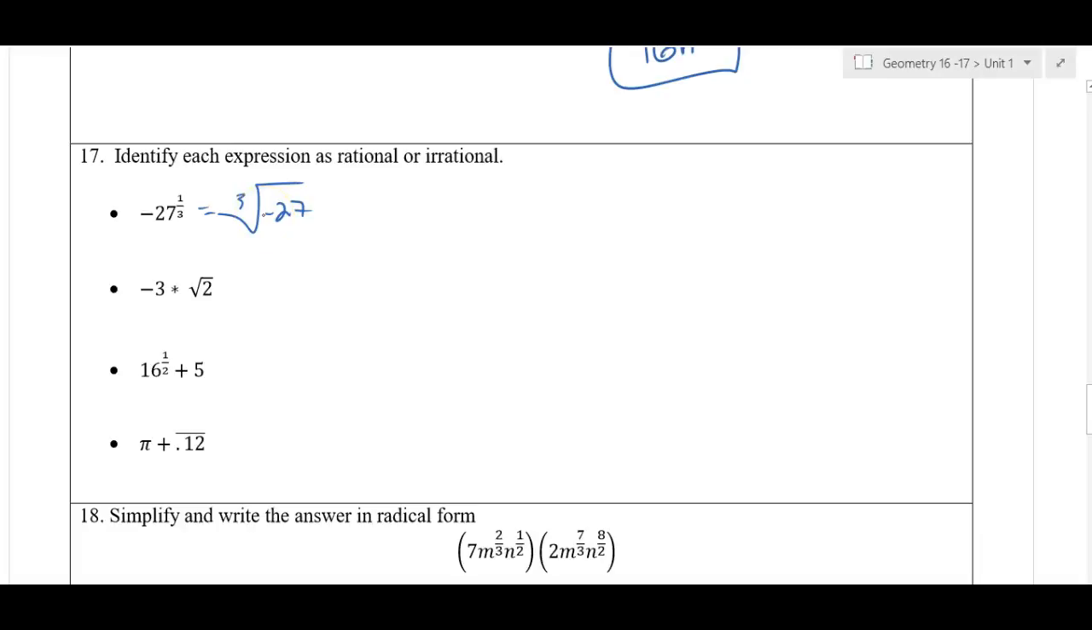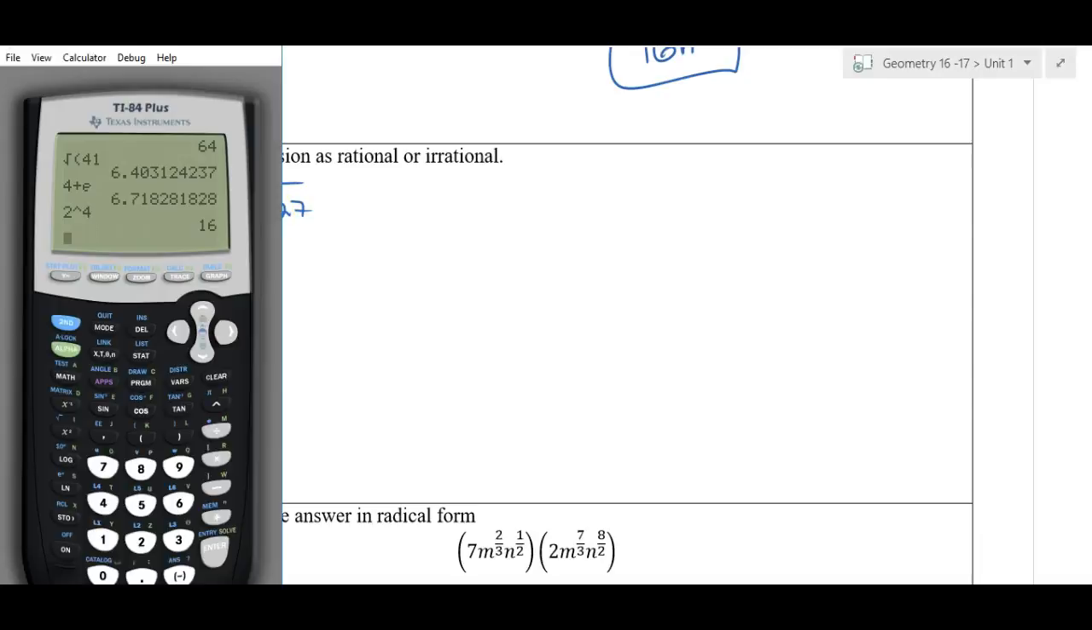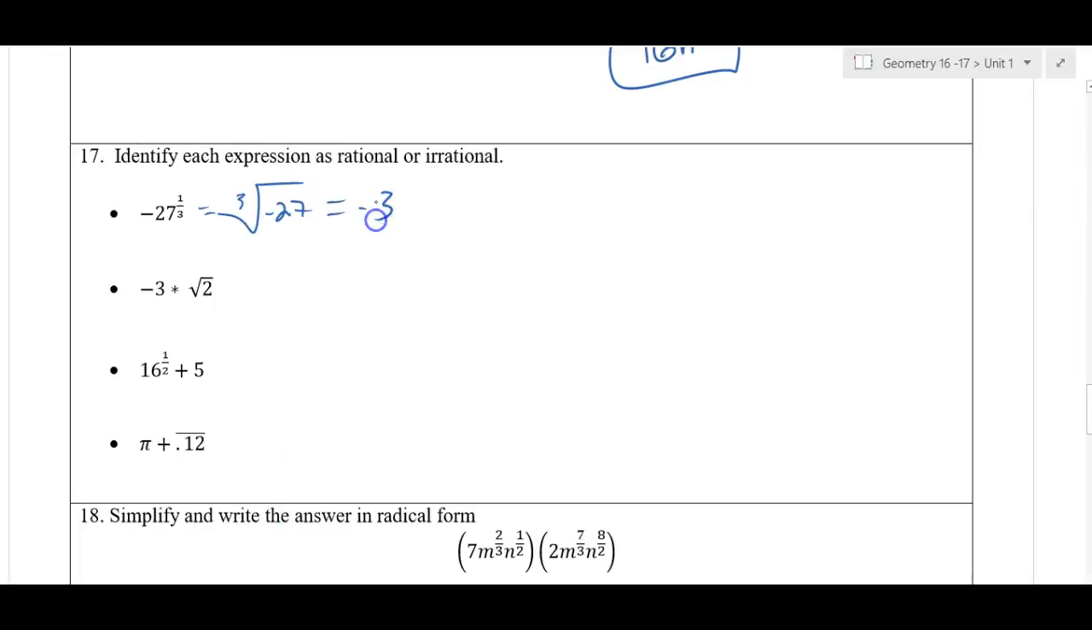If you really wanted to check this really quickly, you can go to your calculator. Cube roots are a math button. Number 4, so it says cube root, and I can put in negative 27. And it tells me it's really negative 3. Negative 3 is definitely a rational number.